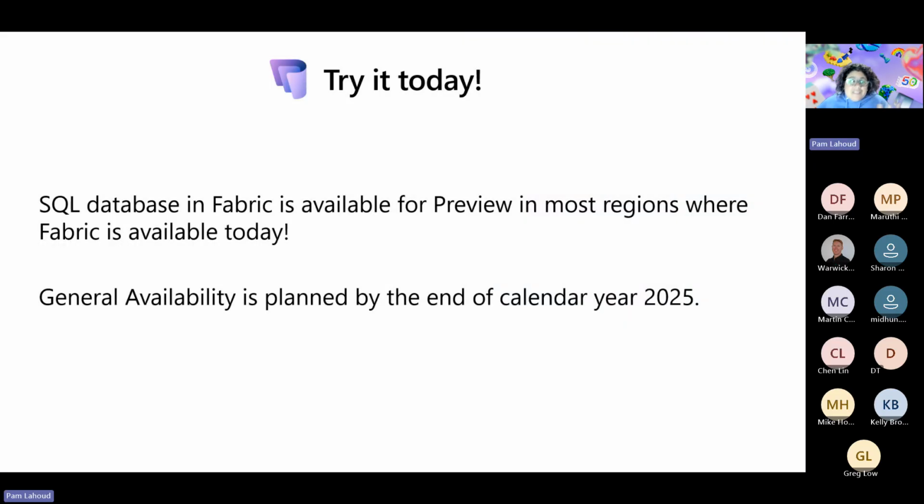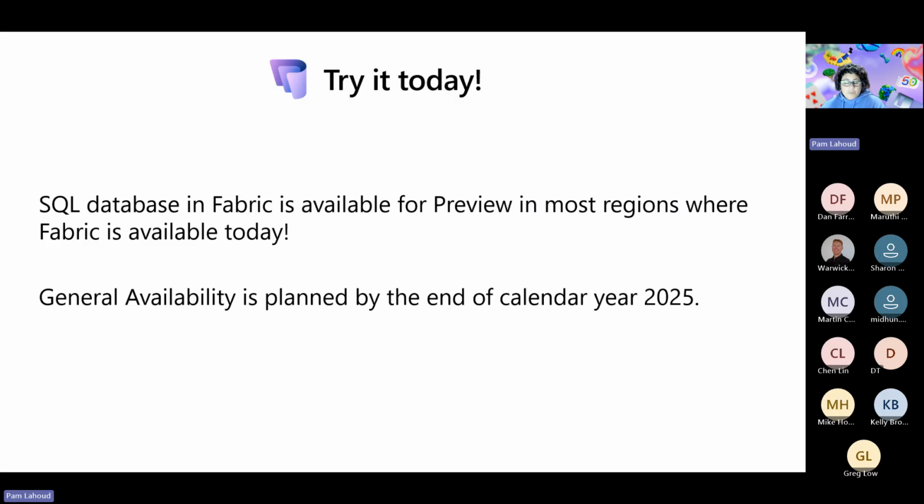Okay. So the when. Well, the when is now. Try it today. Like I said, a lot of that is still in preview. SQL database in Fabric is in preview in most regions where Fabric is available. I think now the only region that SQL database is not available in is UK West. Everything else has lit up over the past couple of months. So it's in preview today. We do plan to go to GA by the end of calendar year 2025.